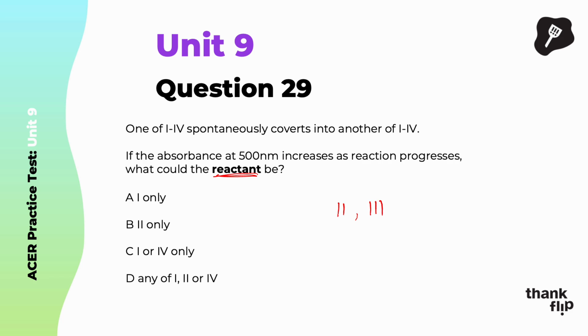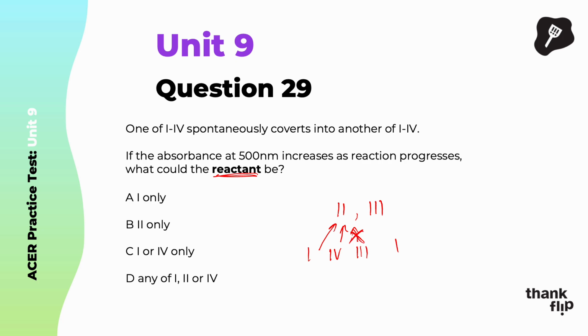Okay, so you could potentially have compound 1 turn into compound 2. You could also have compound 4 turn into compound 2. However, if you had compound 3 turn into compound 2, then the peak at 500 would actually decrease. It wouldn't increase. Because if you look at your graph that you're given, the peak for compound 3 at 500 is larger than the peak for compound 2. So we can't have this happening here.